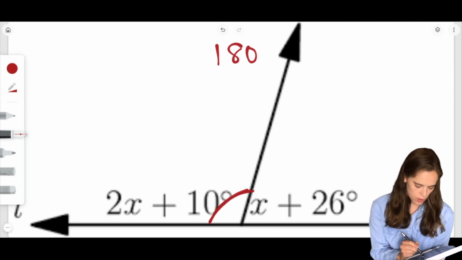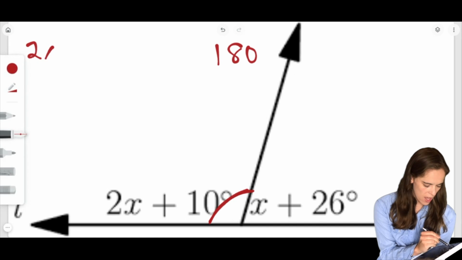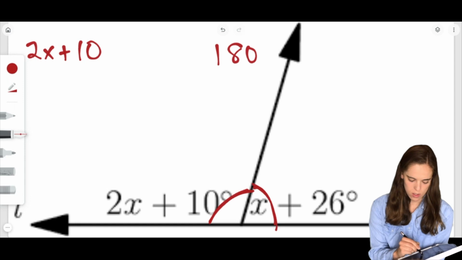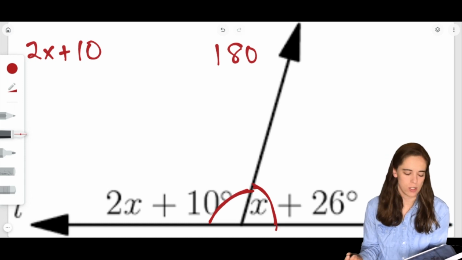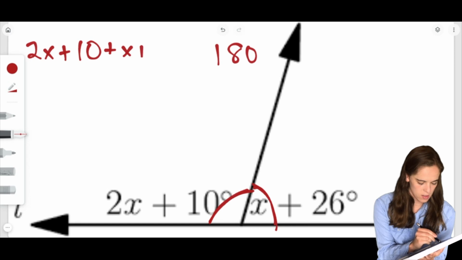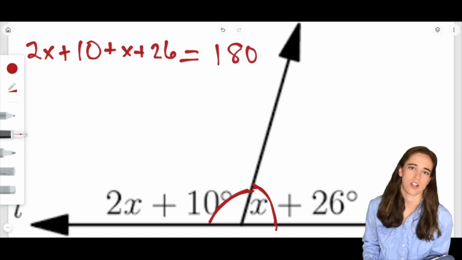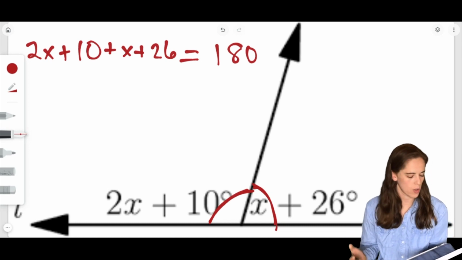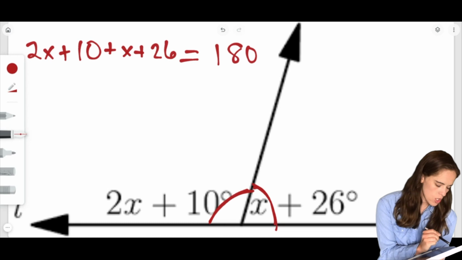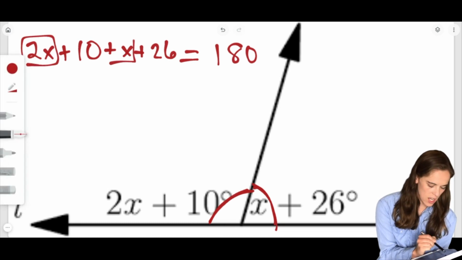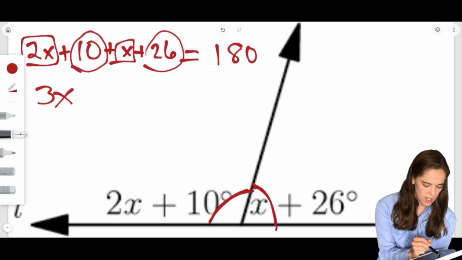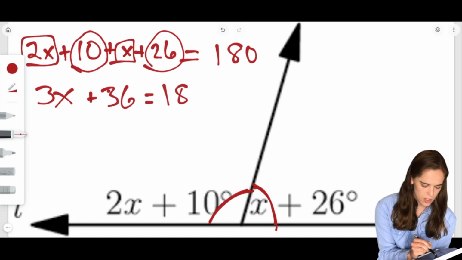So my first angle is right here. That means that it's a 2x plus 10, and I'm going to add that to the other angle on the other side, which is x plus 26. So I'm going to add x plus 26, and that whole thing needs to equal 180. So now it just comes down to solving that equation. We're going to start by combining like terms. So I have 2 x's here and another x. That's going to make 3x. I have a 10 and a 26. I'm going to add those together to get 36, and that's still going to be equal to 180.